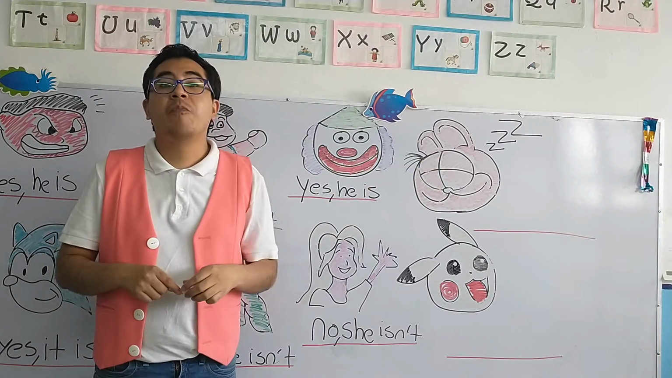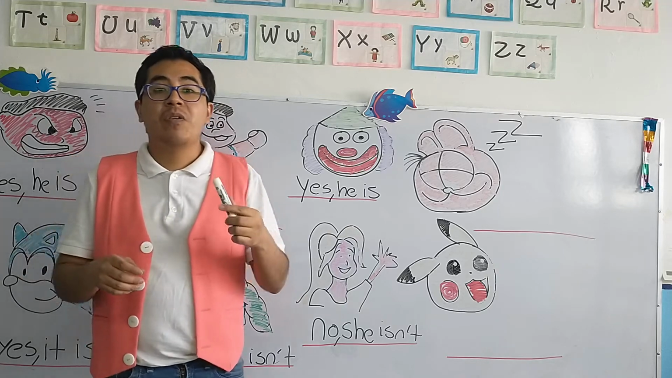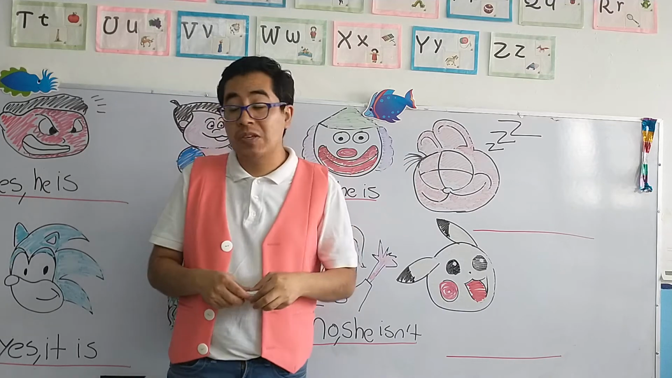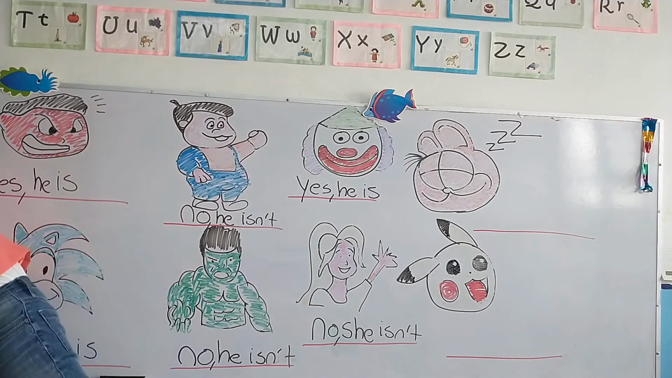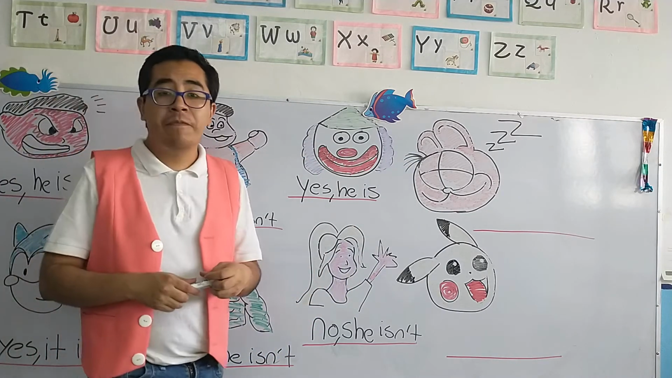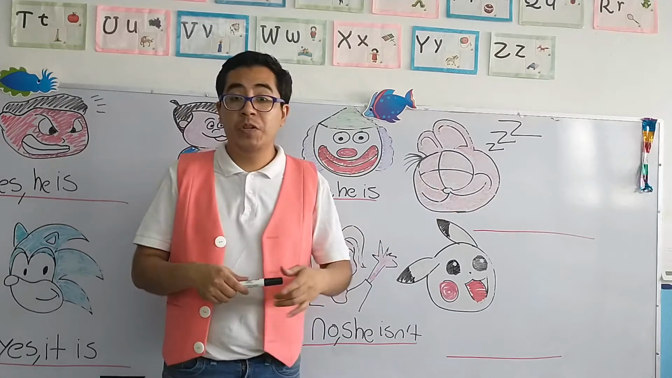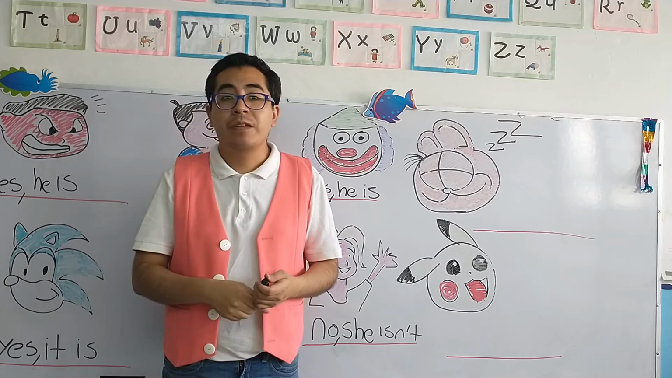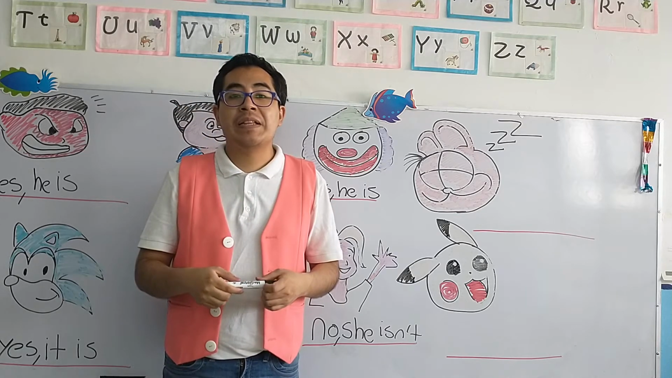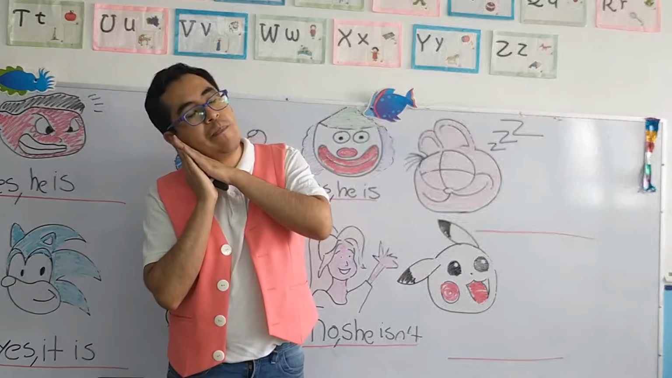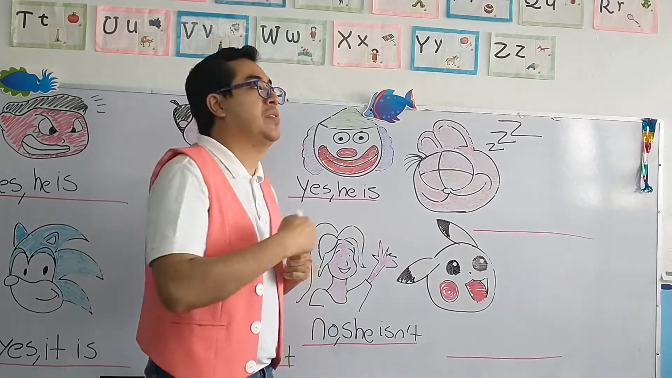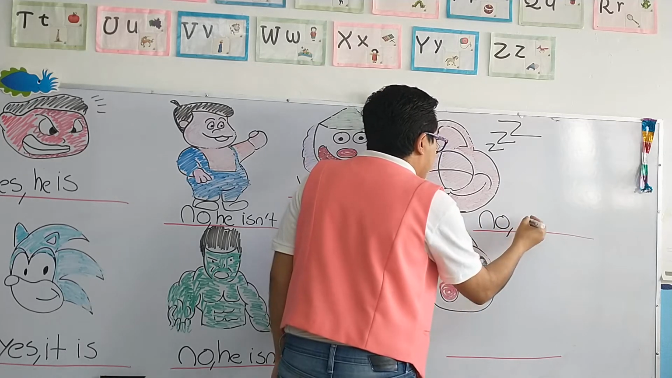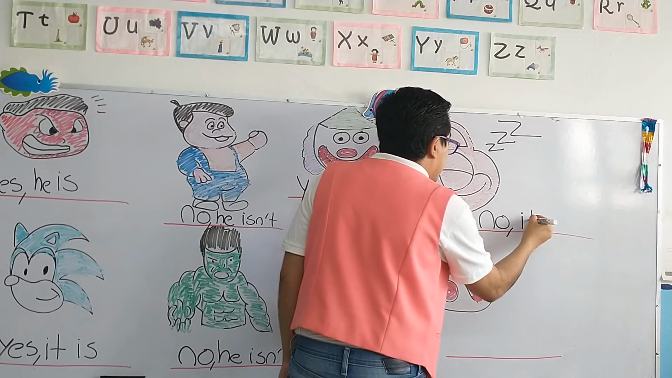Let's work with the cat. The question for Garfield, because this is the name of the cat, is: Is Garfield watching television? No, it isn't. He is sleepy. So the answer is no, comma, it isn't.